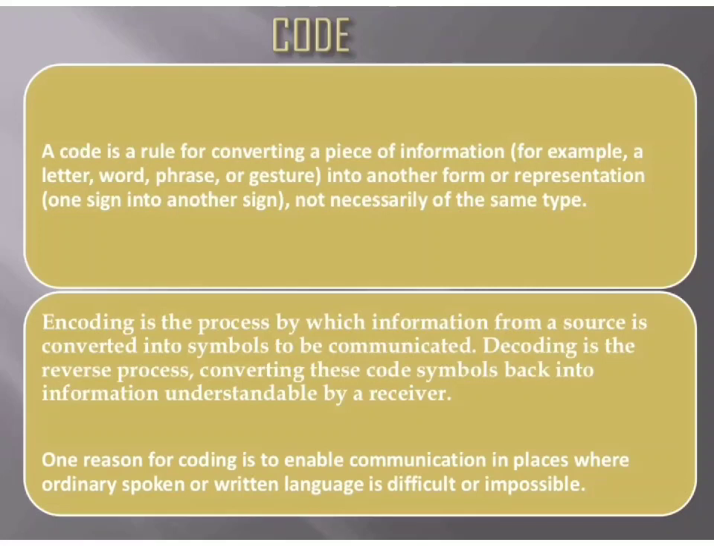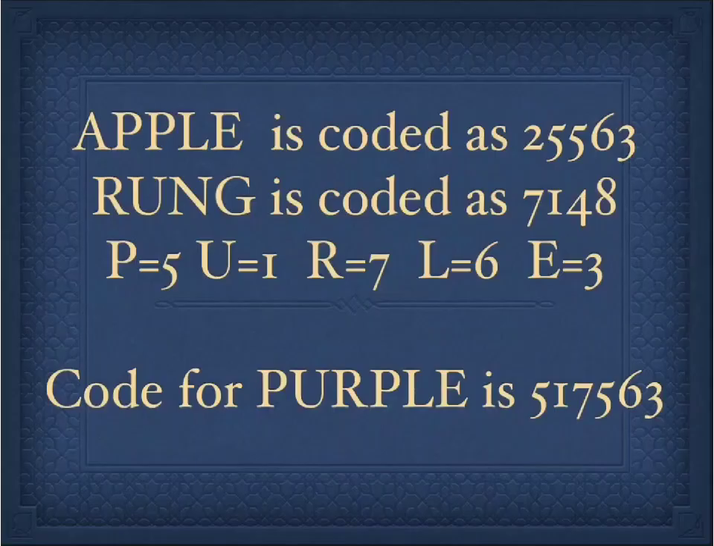One reason for coding is to enable communication in places where ordinary spoken or written language is difficult or impossible. Let us understand this by taking an example. Apple is coded as 25563. Rung is coded as 7148. Here P is equal to 5, U is 1, R is 7, L is 6 and E is 3, meaning different alphabets have different digits.